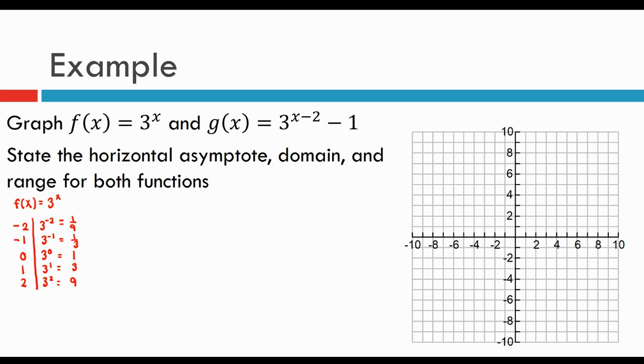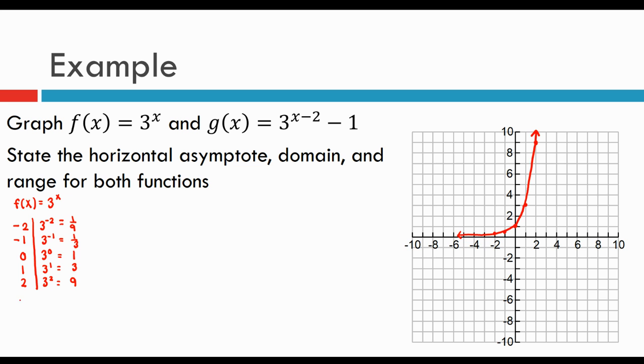All right, so I'm going to plot those points. So -2, 1/9, that means it's going to be super, super close to 0. We've got -1, 1/3, so a tiny bit higher. 0, 1, 1, 3, and 2, 9. All right, so notice that there's a curve to it. Notice that we'll be getting closer and closer to the x-axis on the left side, and we're going to be getting higher and bigger as we move to the right.